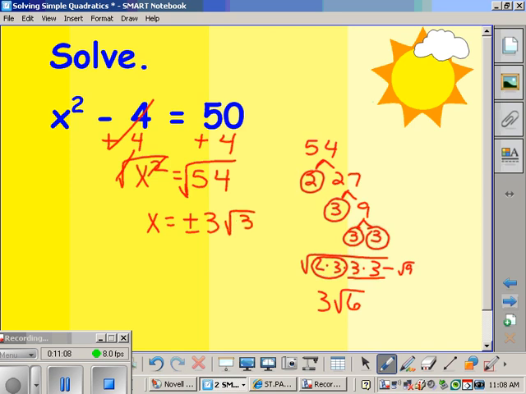So our answer, fully simplified, would be plus or minus, or positive or negative, 3 radical 6, which can also be written as 3 radical 6, comma, negative 3 radical 6.